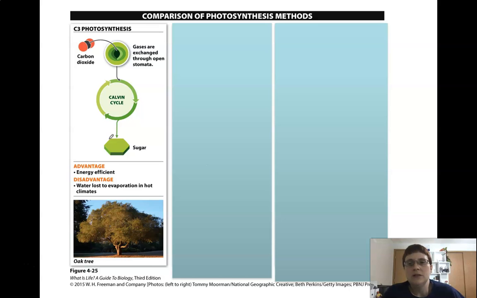And they can do this because, for example, here in Ohio, there's enough water available either through the soil or it's humid enough that they're not going to evaporate a lot of their water. So it's not a problem, right? And so the advantage for this is it's energy efficient, and the downside is that they're going to lose water if they're in a hot climate.